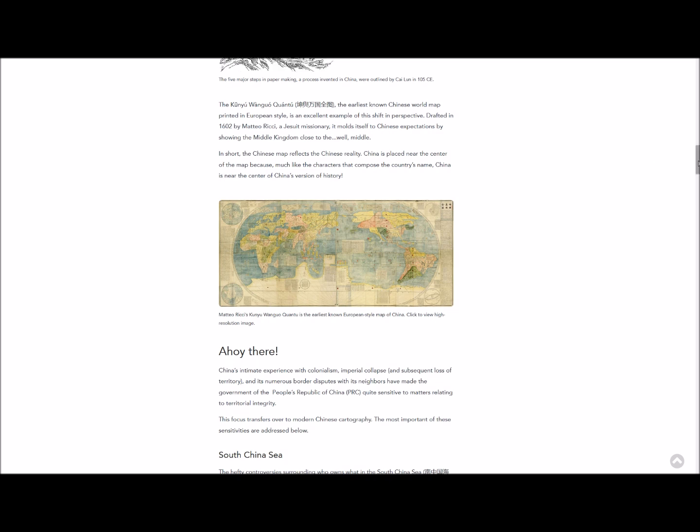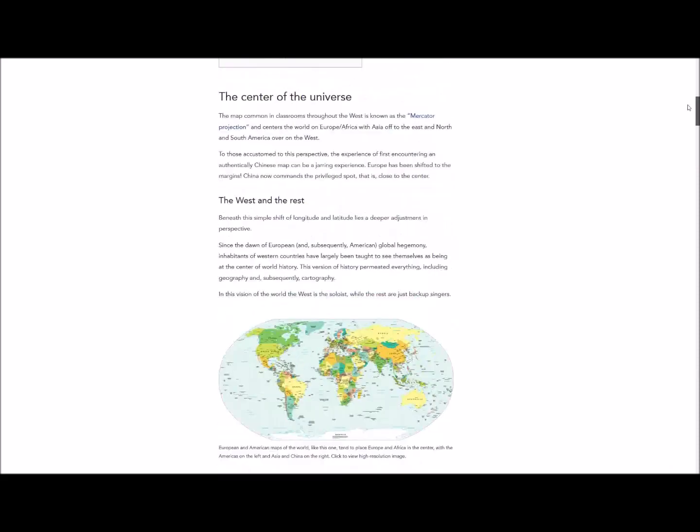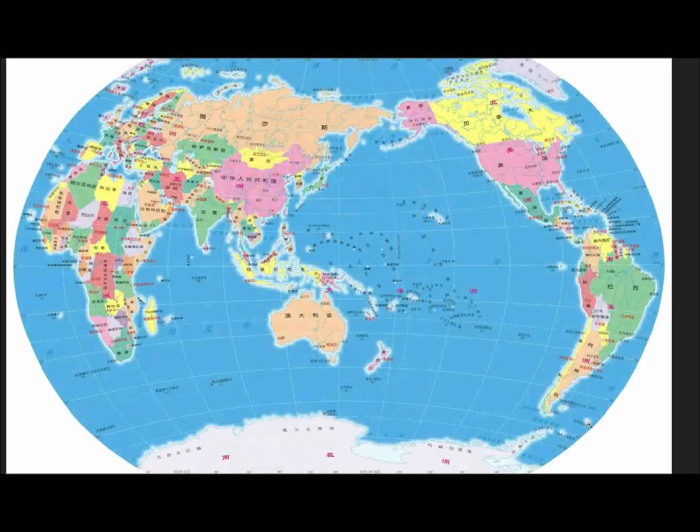So that's a little bit about Chinese school maps. Let's take a look at that school map up close. Where'd it go? So there it is. That's the map that you see in a lot of schools in China. Now back to our main topic.